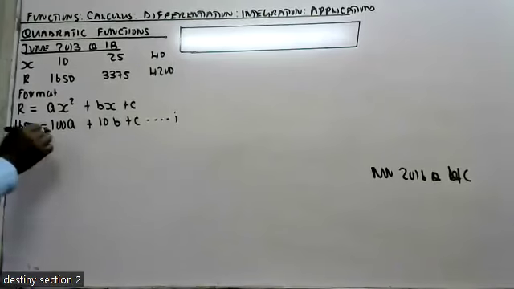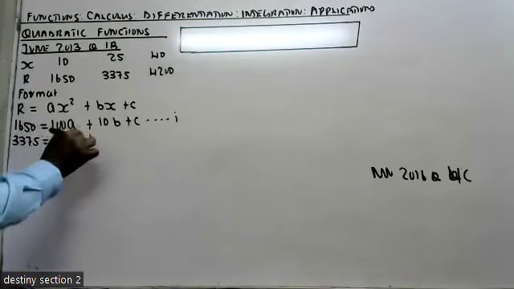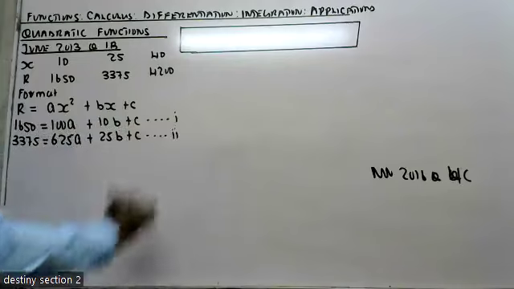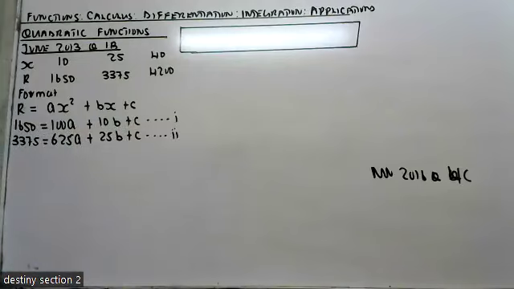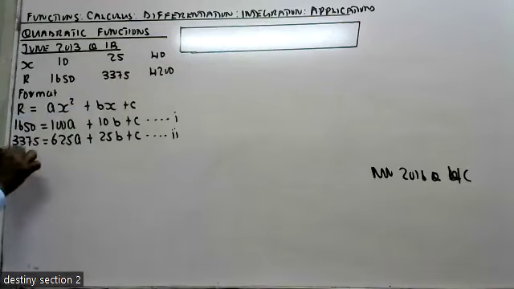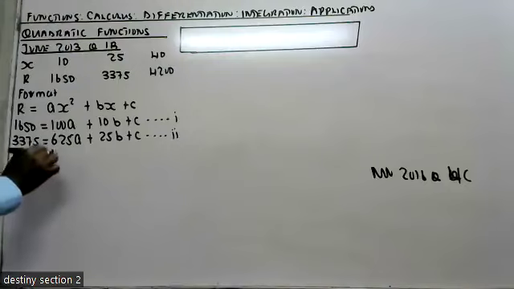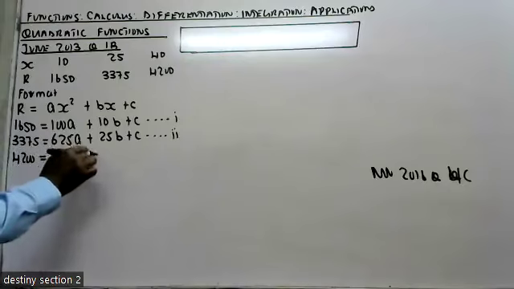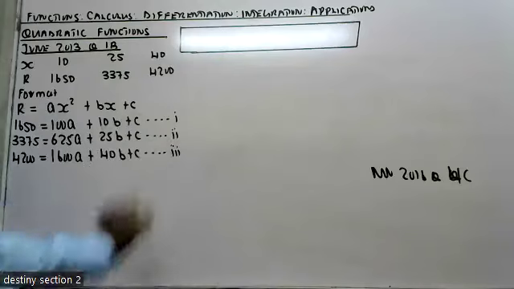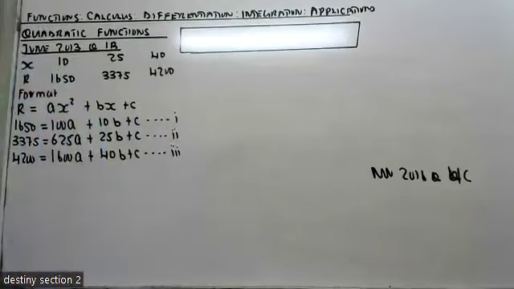If you square 25, you will get 625. So 625a plus 25b plus c. That one you call equation number two. Then you come here, you take 4,200 is equal to 40. If you square 40, 40 squared is 1,600a plus 40b plus c. That is equation number three. So those are three simultaneous equations.